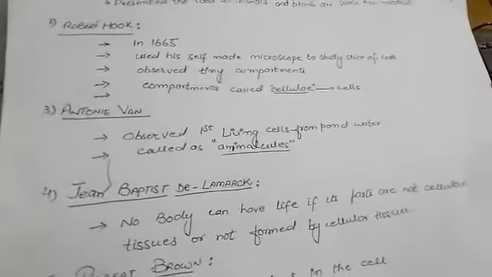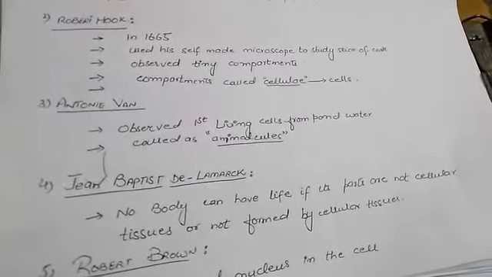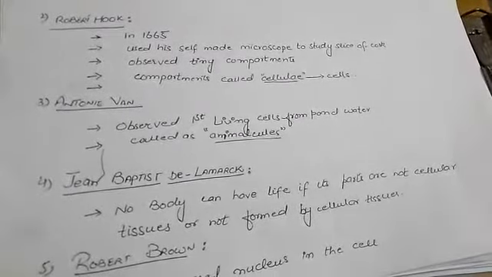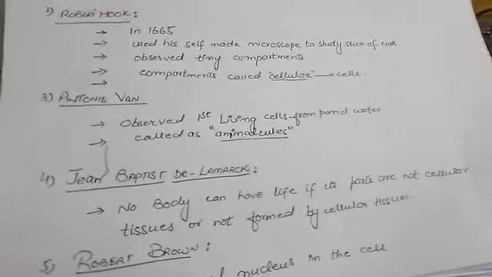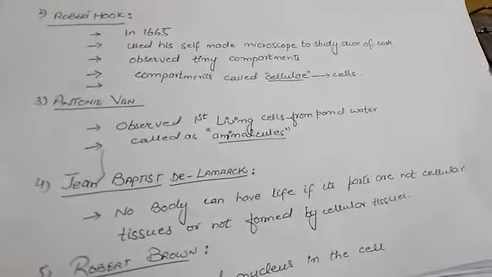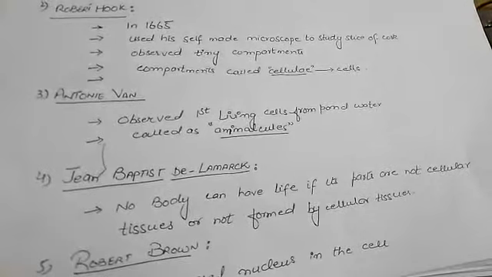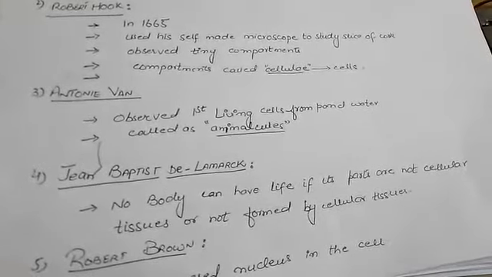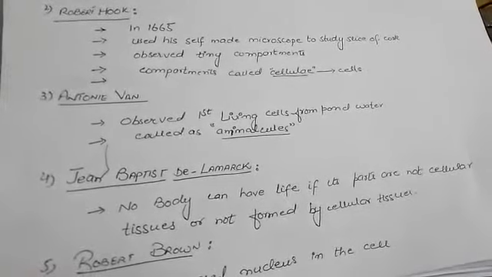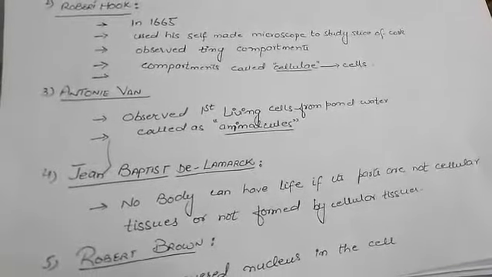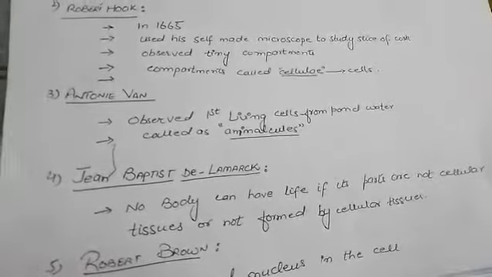Then we have Anthony van Leeuwenhoek. The first living cells were observed a few years later by the Dutch naturalist Anthony van Leeuwenhoek. He observed tiny organisms, the first living cells, arising from living organisms in pond water, and he called them animalcules.